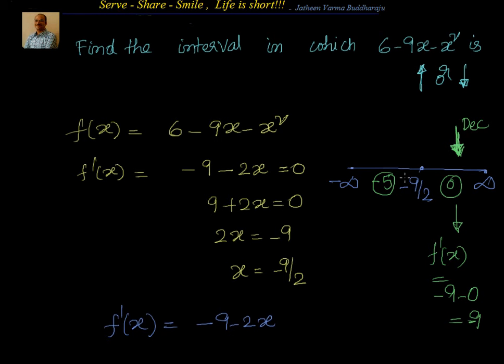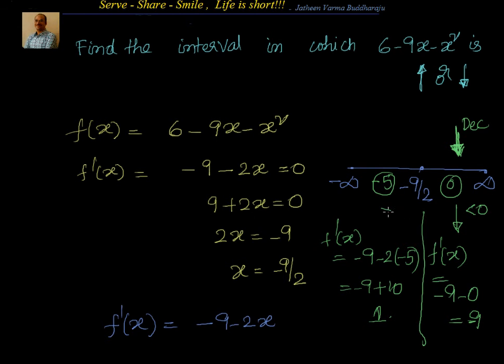Now let's look at the other one. Obviously it should be increasing, but we will try to prove it. For that, we will take the value of minus 5. We have f dash x is equal to minus 9 minus 2 into minus 5, which is minus 9 plus 10, that's equal to 1. So the slope is positive, or the derivative is positive. F dash x is greater than 0. Here it is less than 0. Here it is greater than 0. When it is greater than 0, it is an increasing function.